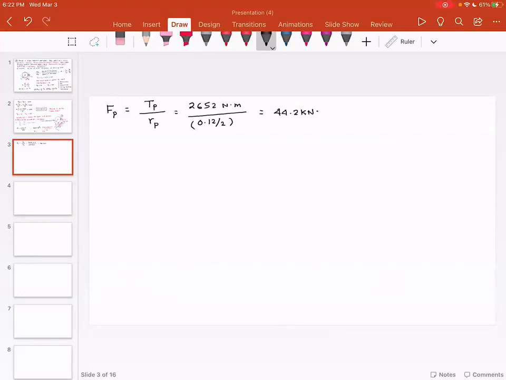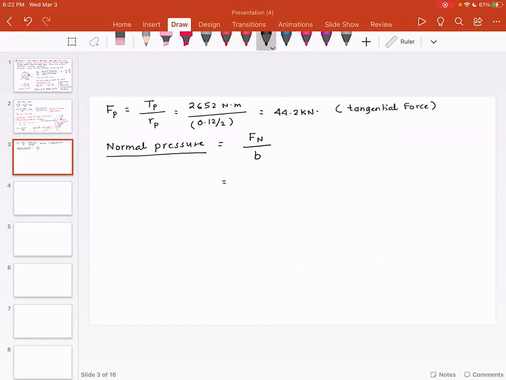Now the pressure is given. The value of the pressure is given to us. But I want to emphasize here, and this is important, that this pressure is nothing but the normal pressure. So this is normal pressure, which means this is normal force divided by B. And this Fp is nothing but the tangential force that is causing the torque to be transmitted.